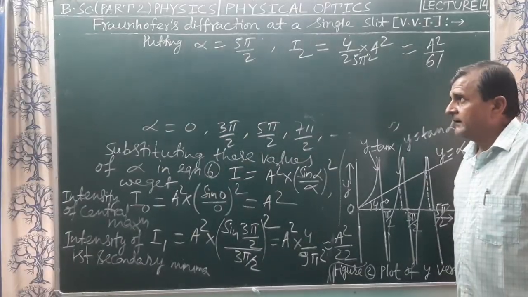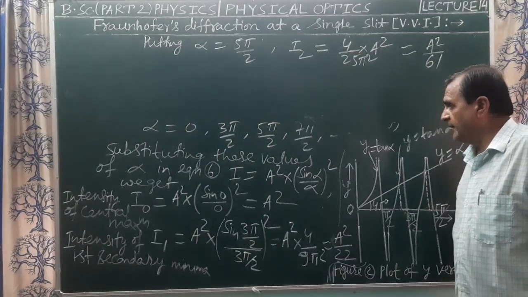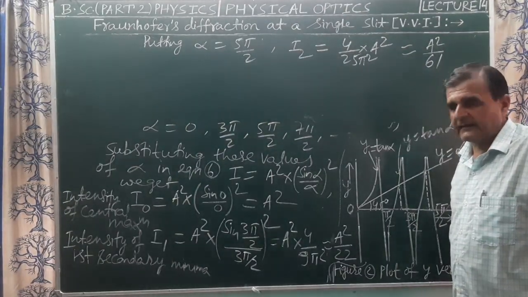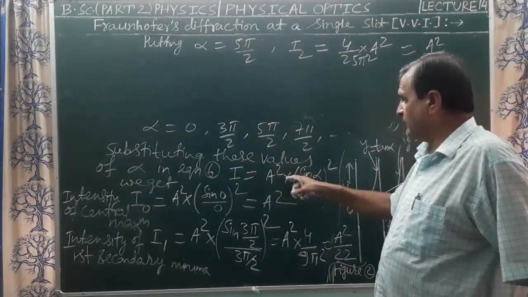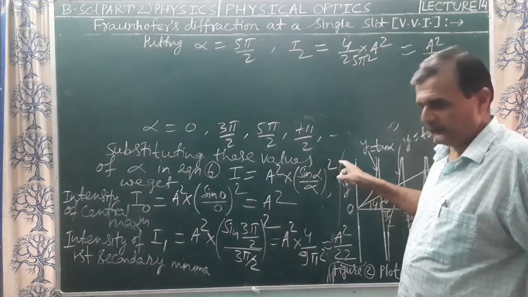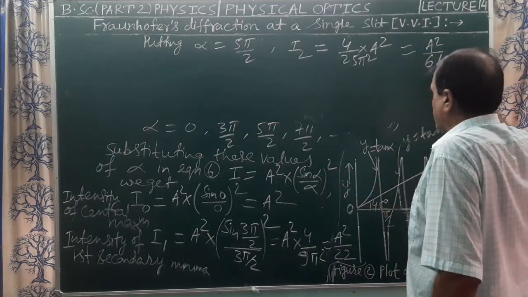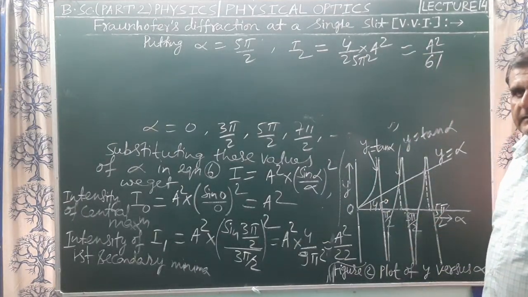Putting the value of alpha equal to 5 pi by 2 in the equation 6, that is the equation of resultant intensity of light at point P, I is equal to A squared multiplied by sin alpha upon alpha squared. So it is A squared by 61.